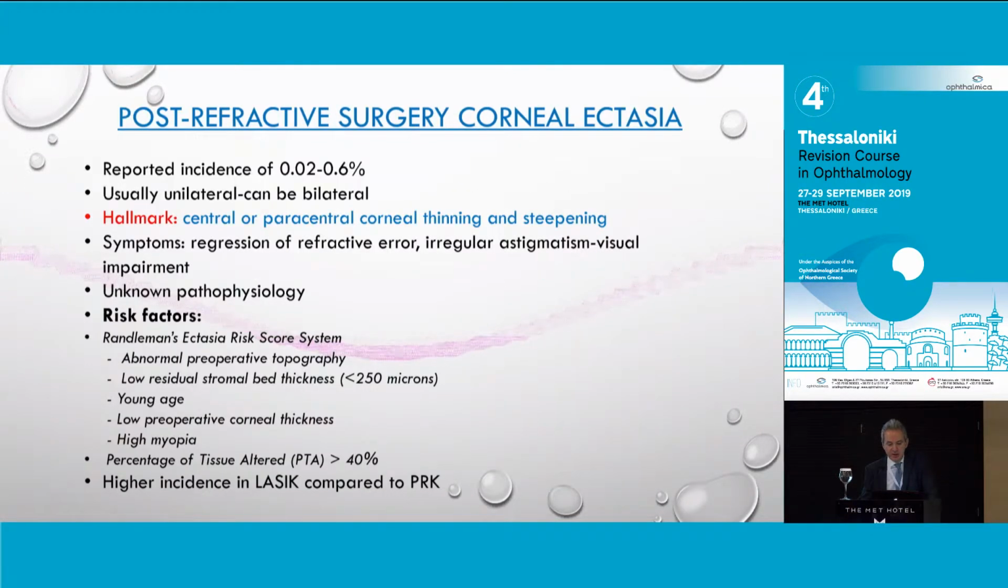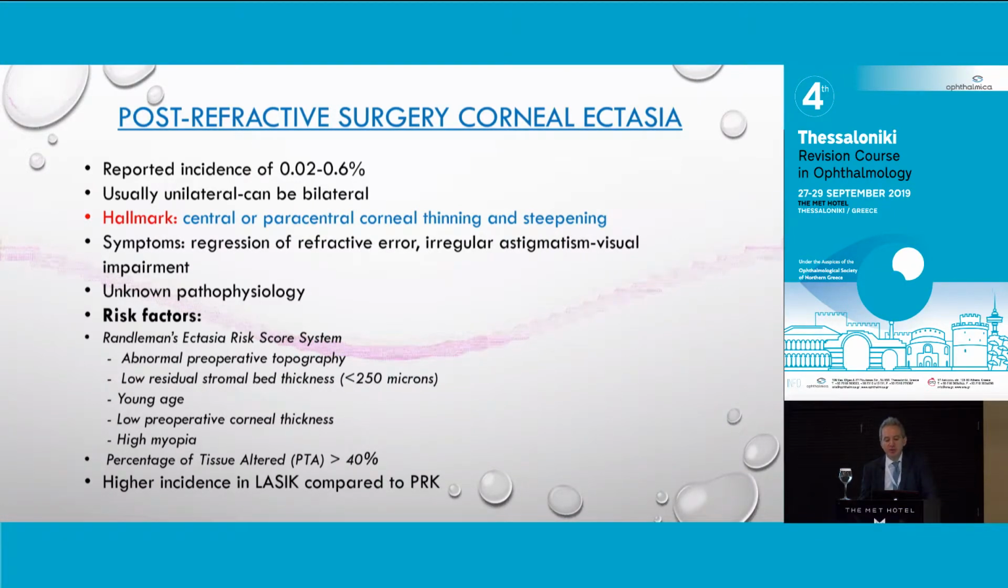And of course, we have the post-refractive corneal ectasia, which is not that frequent, but when it happens, it's a major problem for the refractive surgeon and the patient. It is usually unilateral, but it can be bilateral, and it becomes clinically manifest with regression of the refractive error and irregular astigmatism, typically between 1 and 2 years after the refractive procedure.